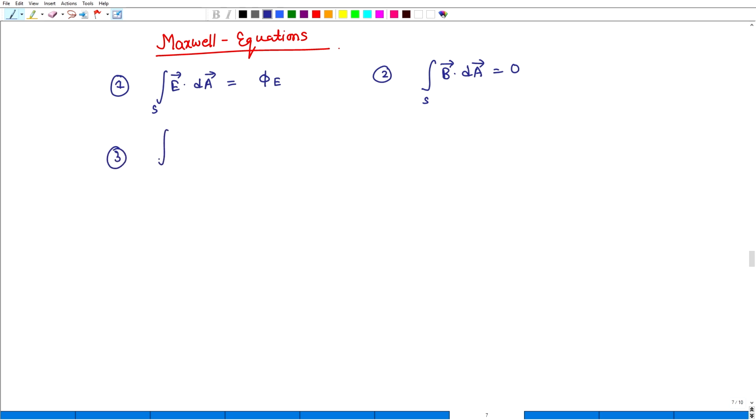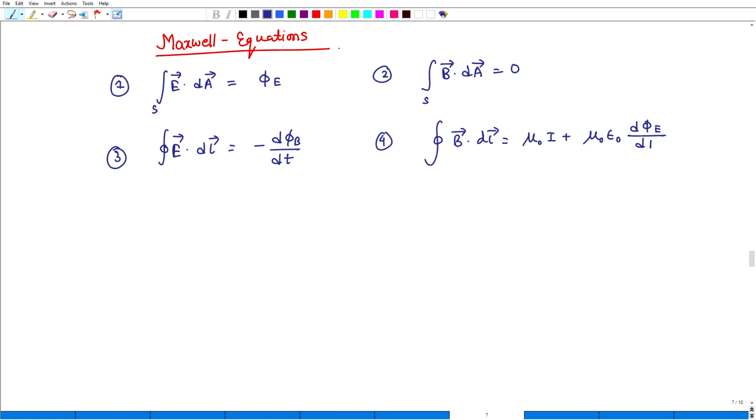Third one is the closed line integral of electric field E dot dl, which is actually minus d phi B by dt. I mistakenly wrote d phi E, but it is actually d phi B. And the fourth one, the closed line integral of B dot dl, is actually mu naught I plus mu naught epsilon naught d phi E by dt. So there are 4 laws.